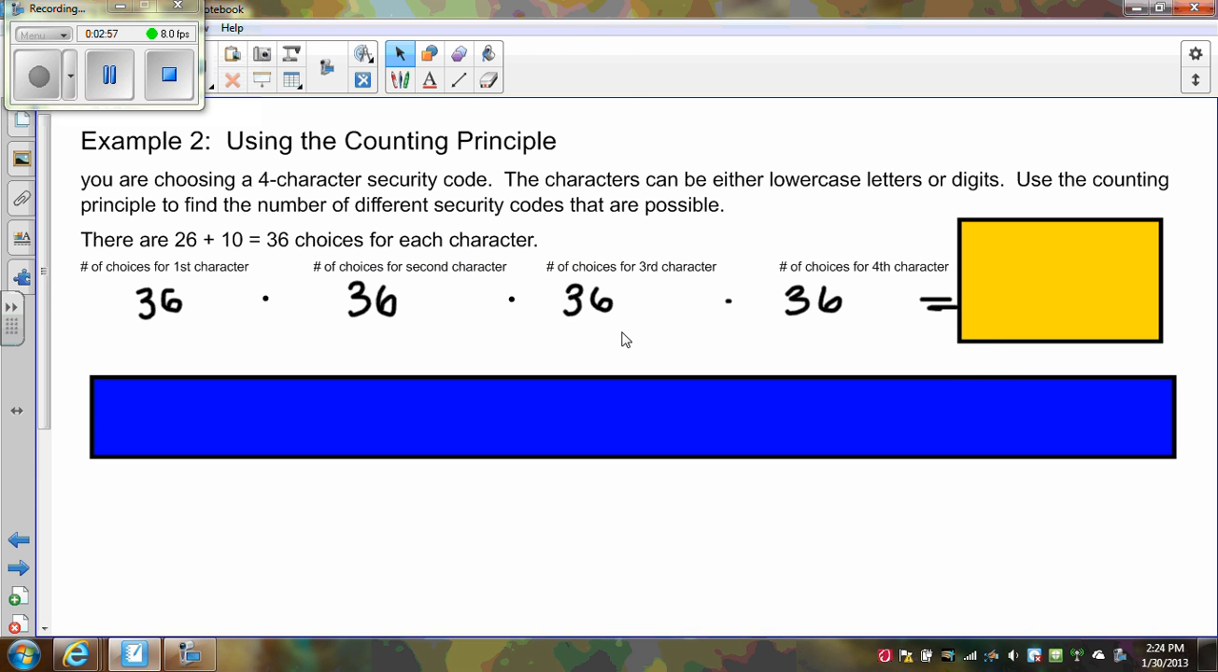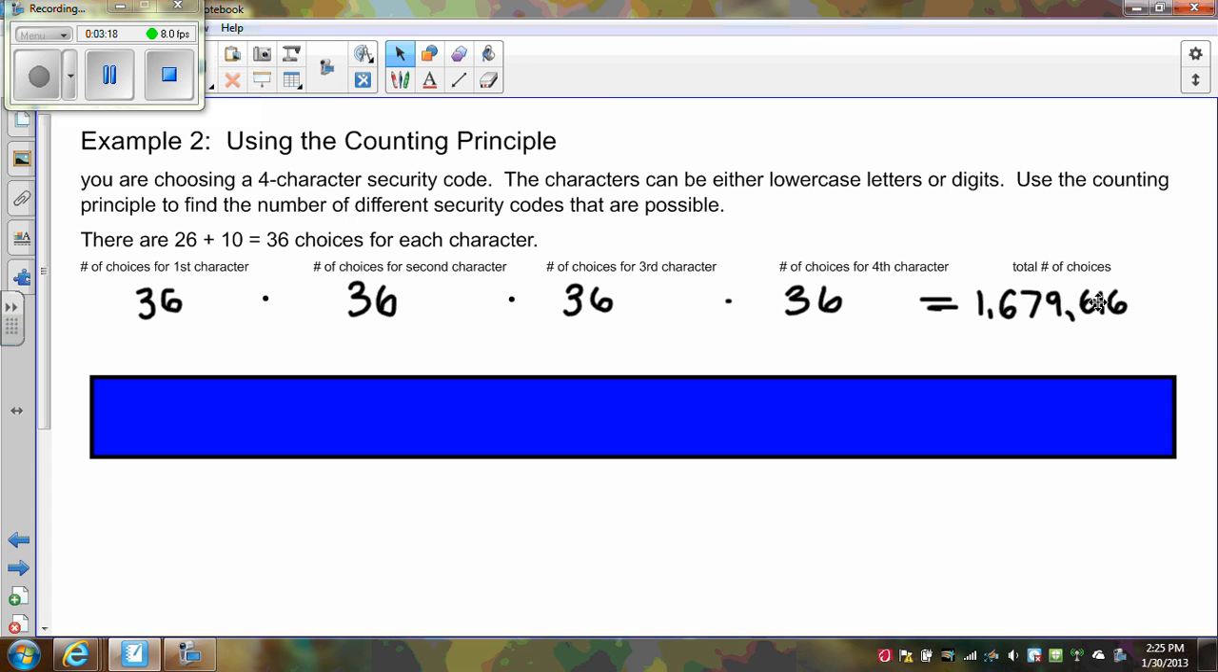We're going to set it up where we have the number of choices for the first character, which can be any one of those 36, the second, any one of those 36, the third, 36, and the fourth, 36. What we do is we multiply the number of choices for the first, the second, the third, and the fourth to get the total number of choices. In this case, it's 1,679,616 different choices for your security code.